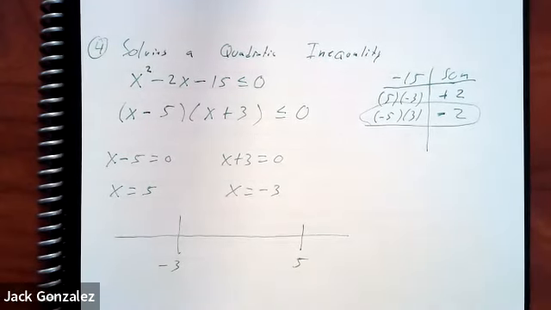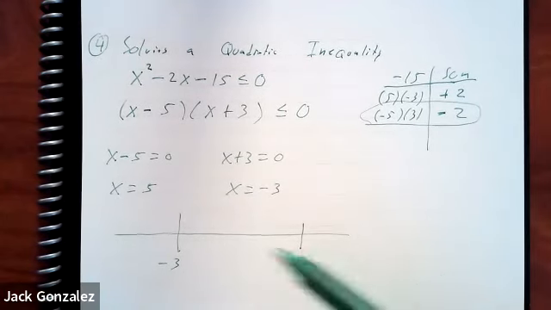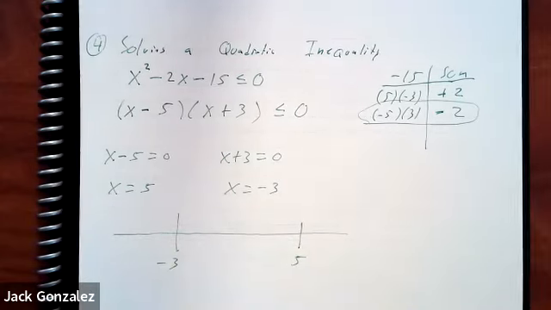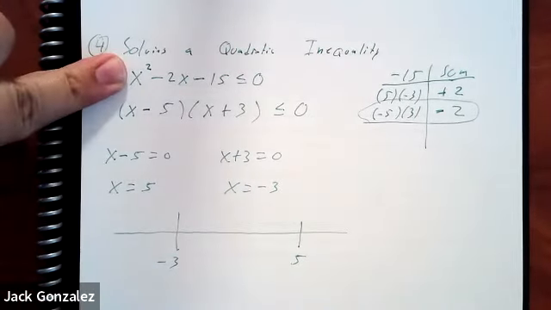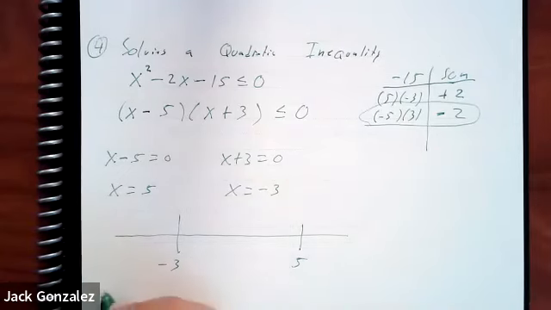So I want to know, are we positive after 5, between -3 and 5, and below -3? So choose values that you can test. Choose easy numbers. You're going to plug it in here. And if it's less than or equal to 0, then that's part of the solution set. If it's not less than or equal to 0, then you don't include it. Okay. So what's an easy number above 5? Yeah, let's do 6.